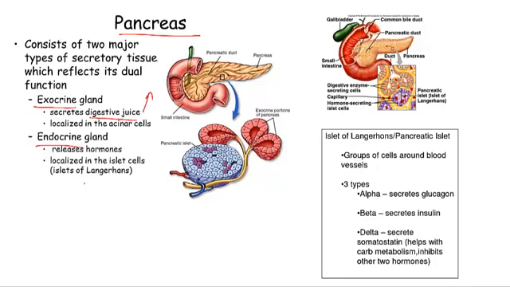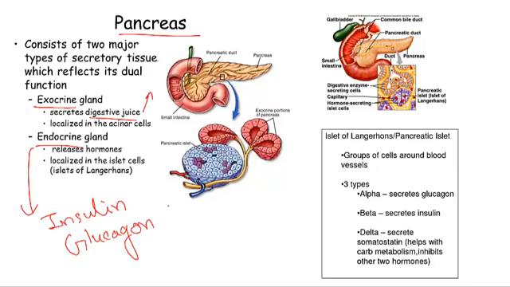So let's look at it. This is a large gland, but it's a kind of mixed gland. It's not only an endocrine gland, it's an endocrine slash exocrine gland. So there are two major hormones secreted by the pancreas as an endocrine gland. One is insulin, another one is glucagon. These are the two hormones secreted.